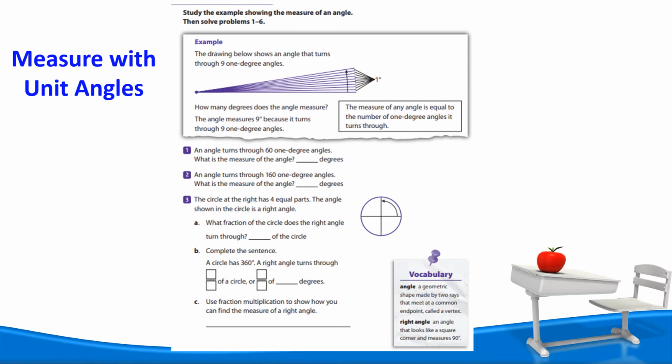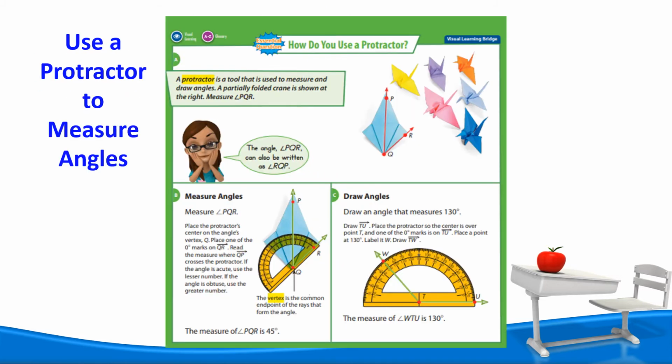The next step in learning about angles is measuring with unit angles. A unit angle is simply a 1-degree turn. We count how many 1-degree turns have been completed to determine an angle's measure. Benchmarks, like right angles, 90-degree angles, or straight lines, 180-degree angles, can help us to count unit angles more efficiently.